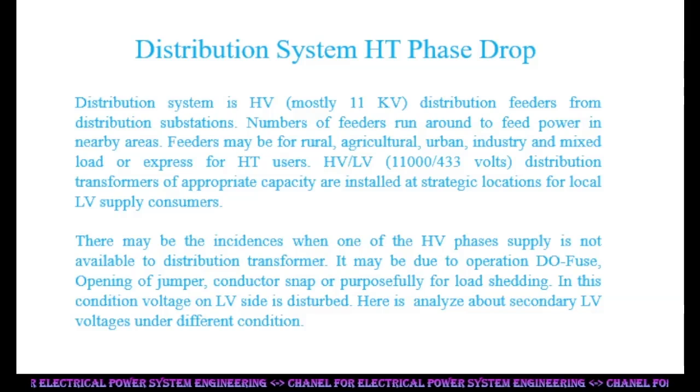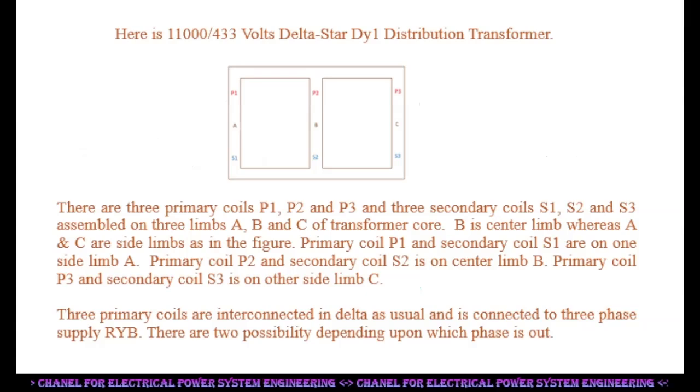Here we analyze secondary LV voltages under different conditions. Here is an 11,000 by 433 volts delta star Dy1 distribution transformer. There are 3 primary coils P1, P2 and P3 and 3 secondary coils S1, S2 and S3 assembled on 3 limbs A, B and C of the transformer core. B is the center limb whereas A and C are side limbs as in the figure.